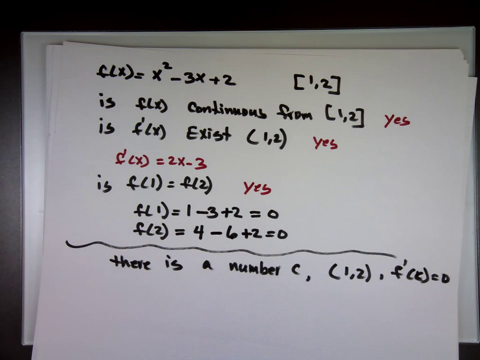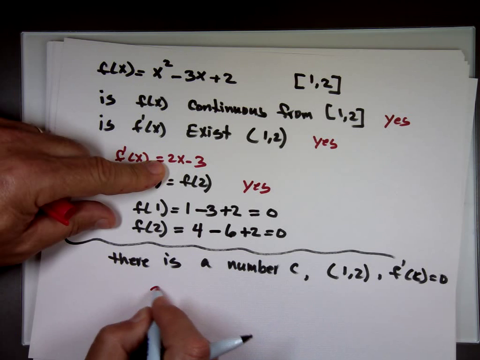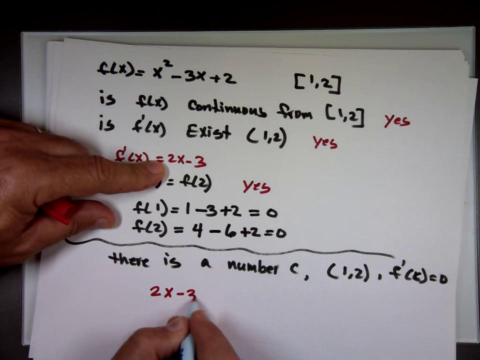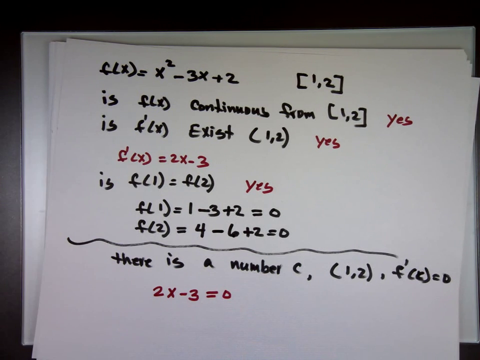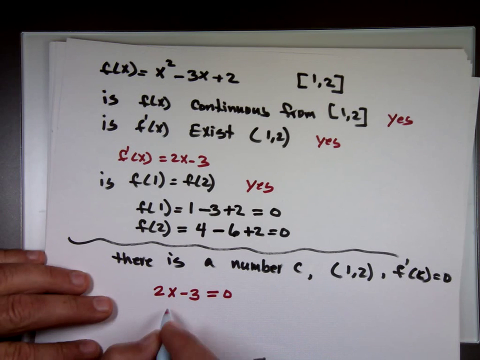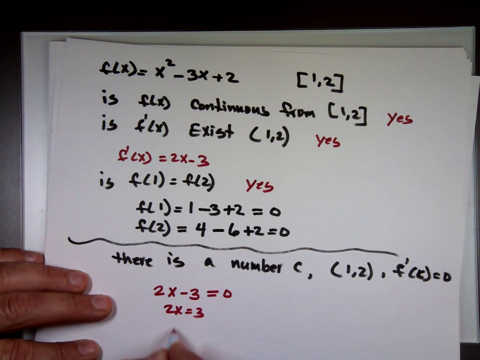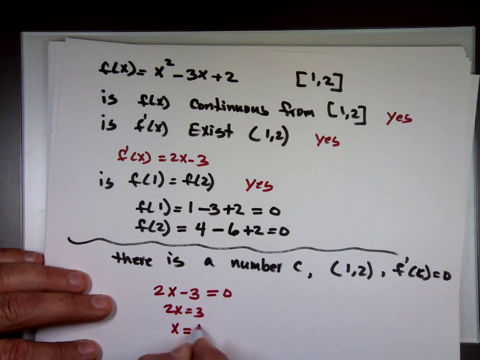Well, to prove it, we take our derivative and set it equal to 0 and see if that number is between 1 and 2. There's my derivative. Set it equal to 0. 2x equals 3. x equals what? 1.5 or 3 over 2. Is that number between 1 and 2?